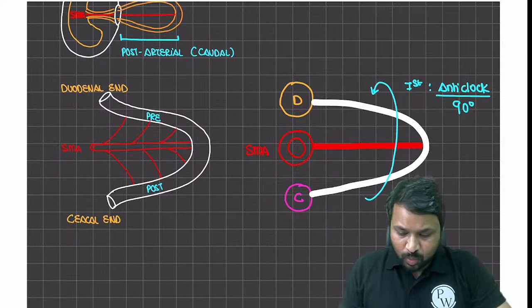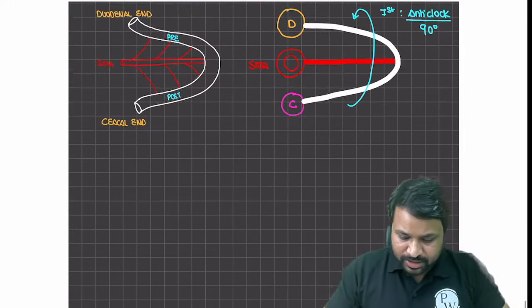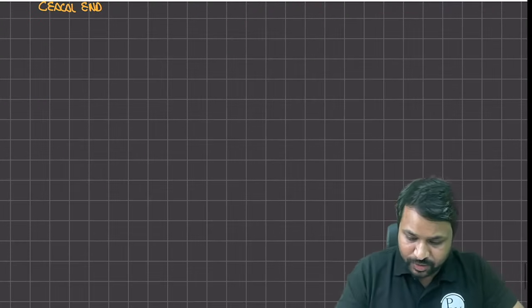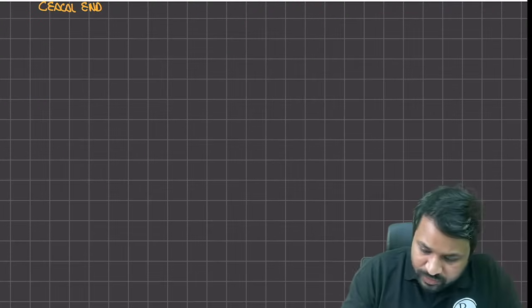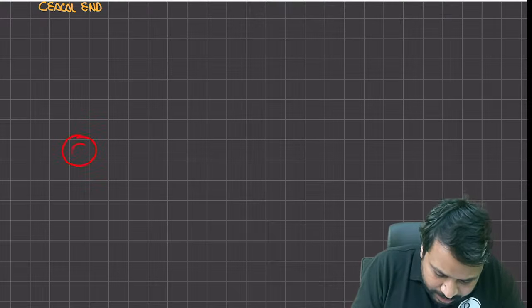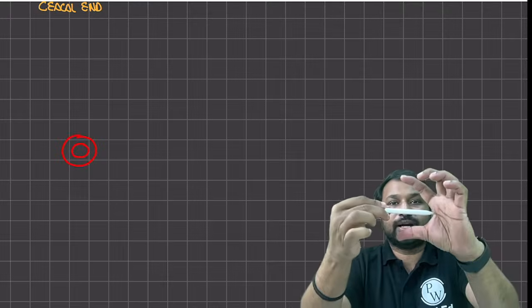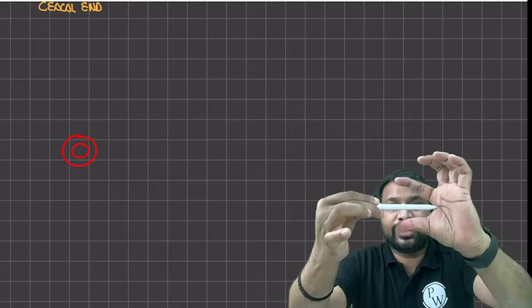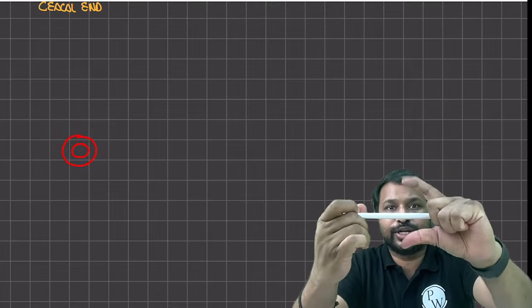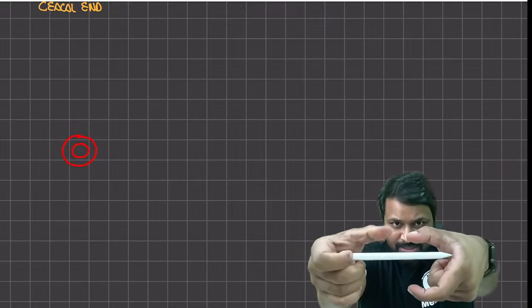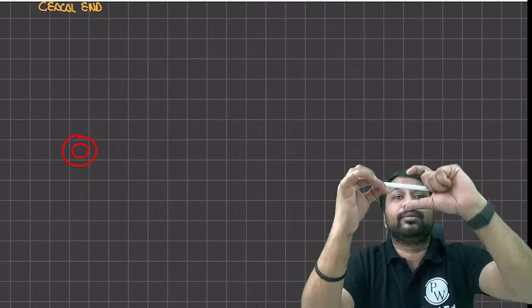Okay. Now once this 90-degree rotation has occurred, what is the end result that you're going to have after the end of the first rotation? After the end of the first rotation, you would see the superior mesenteric artery. Now everything, all three, is going to be in the same line. Superior mesenteric artery is here. This is your duodenal end. This is the cecal end. It is rotating. Now all these three, your superior mesenteric artery, duodenal end, and cecum, are becoming one straight line.